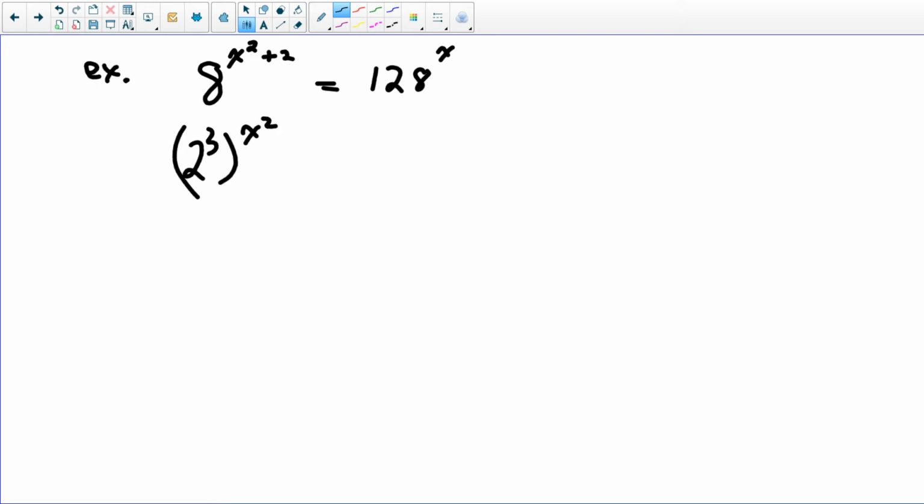X squared plus 2. Okay, and I'm trusting you here. Is it 2 to the 7? Just give me a yes or no. Yes? Okay. That's 2 people saying so, I'm going to trust you. Okay. Let's drop the bases and do the distributivity at the same time. So we're going to get 3x squared plus 6 equals 7x.